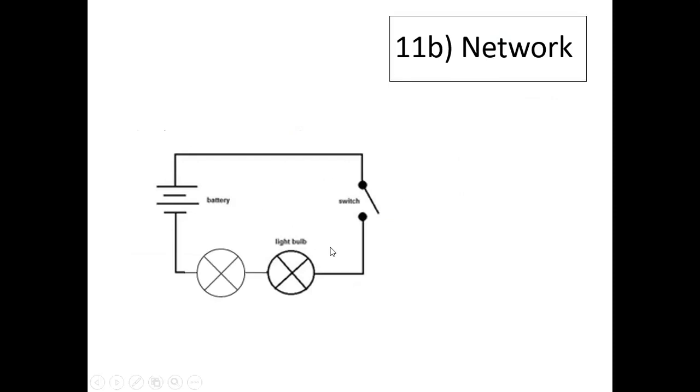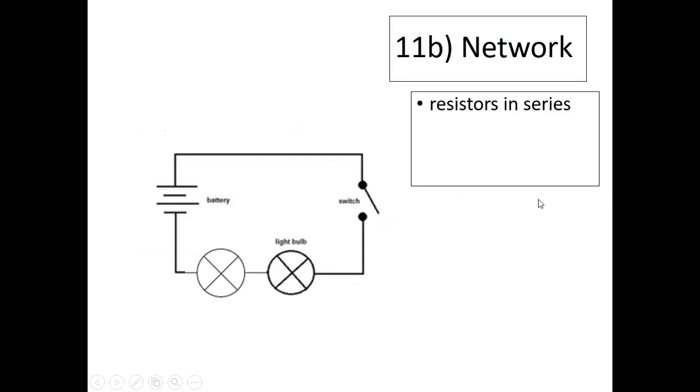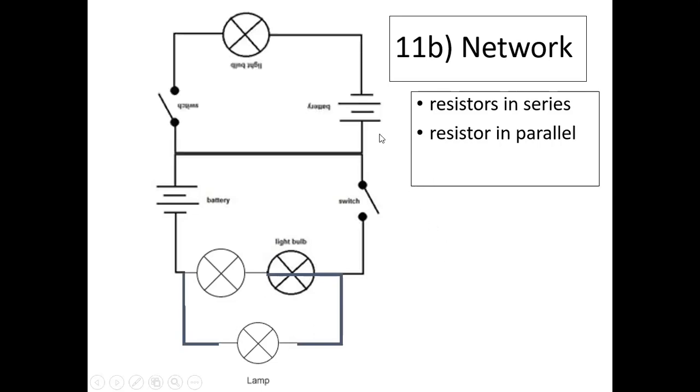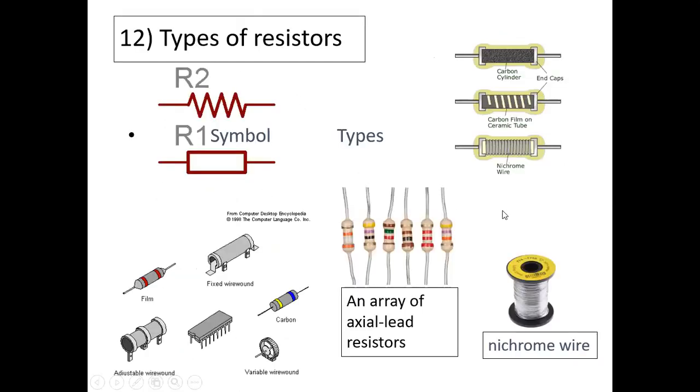You don't have to have just one light bulb. You can have two light bulbs, resistors in series, or resistors in parallel. Like here, it's complicated, so you must know how to calculate. Or we have a complicated network, and you should know how to calculate that. These are just for your info. You don't need to know them, only if you are going to do engineering or physics in university.